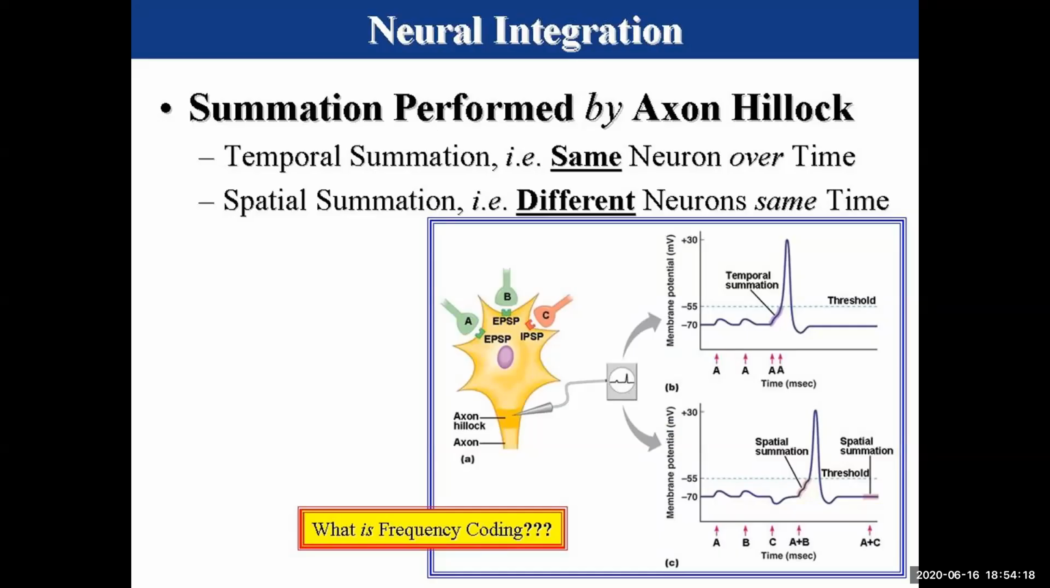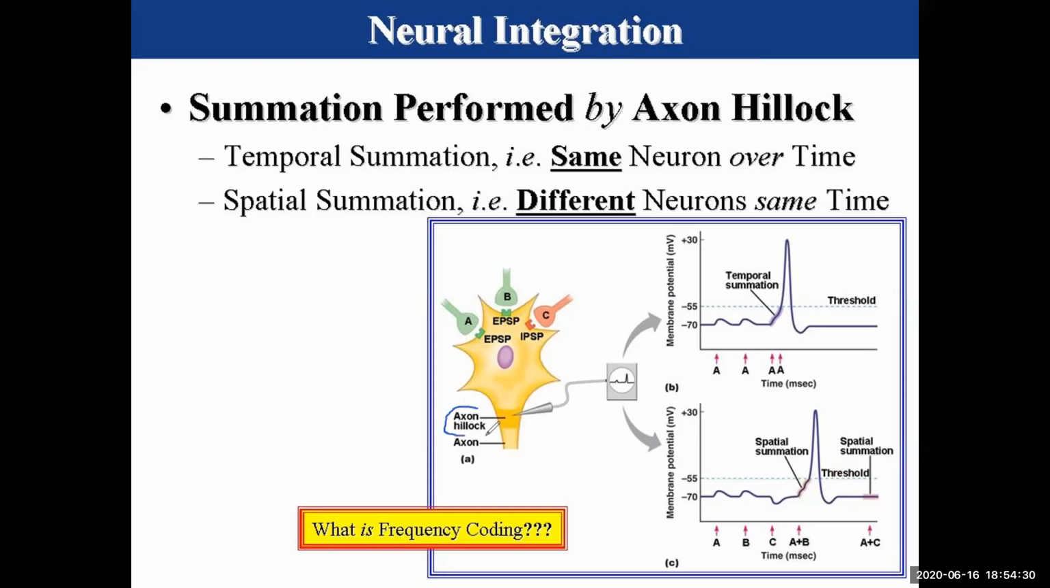Now, moving on to neural integration. The mini brain of the neuron, the axon hillock, right, which is part of the cell body. It's a delta-shaped structure connecting the cell body to the axon, and it can integrate. It can add all incoming EPSPs. It can add all incoming IPSPs, and it will compare that with the threshold potential.